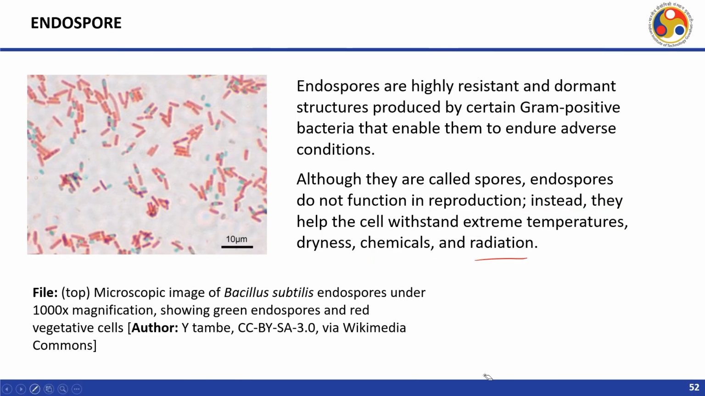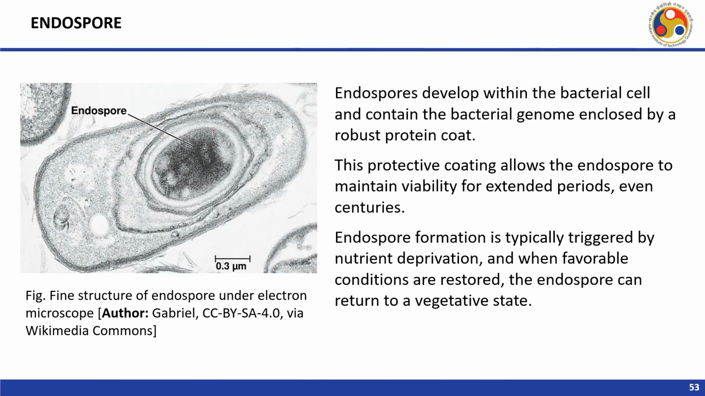In this microscopic image of Bacillus subtilis, we can see endospores under 1000x magnification. You can see here an endospore, and there are certain structures surrounding it. We will try to understand what these endospores are and how they are produced. This is an image under an electron microscope.